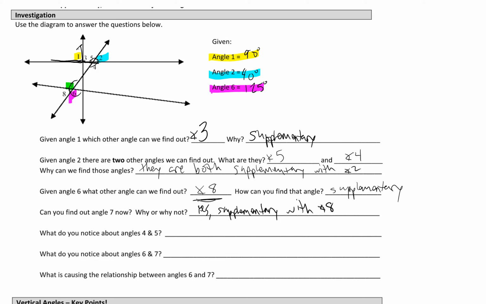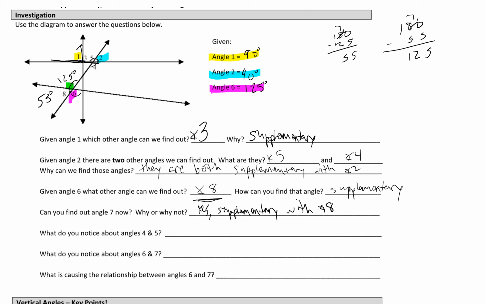Okay, so let's go ahead and do that. If angle 6 is 125, then angle 8, if it's supplementary, I have to subtract from 180. So angle 8 would be 55 degrees. And then we just said if I know angle 8, I can find angle 7. Again, they're supplementary, so subtract 55 from 180, and then we could say angle 7 is 125 degrees.